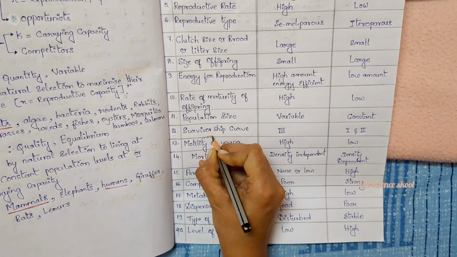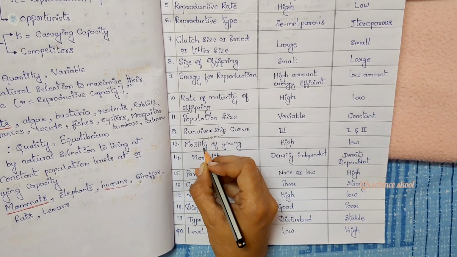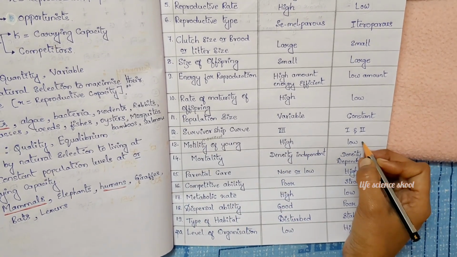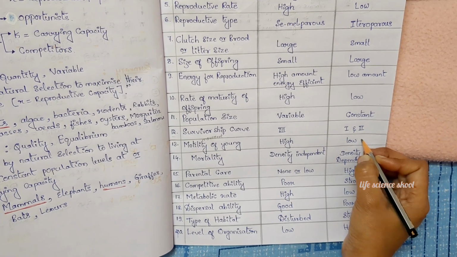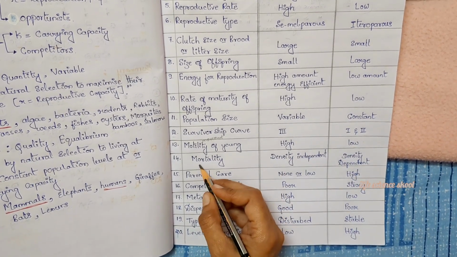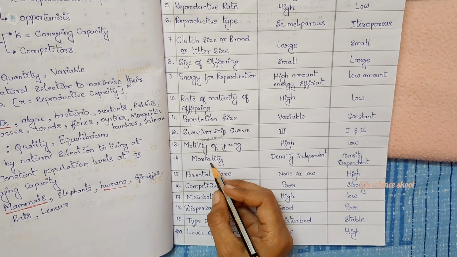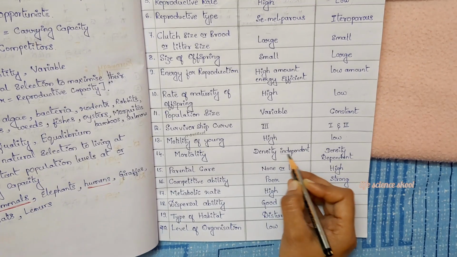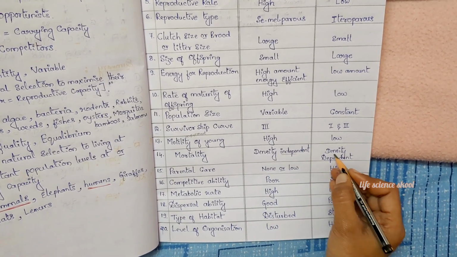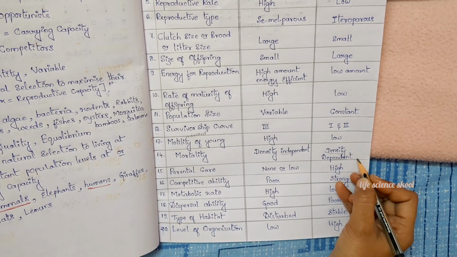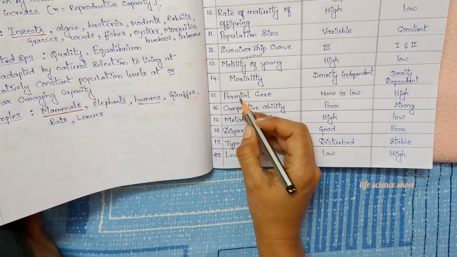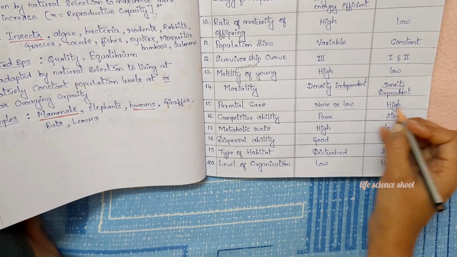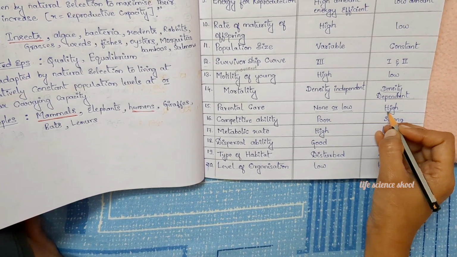Motility of the young. Motility means movement, motile. Motility of the young is high in r-selected species and low in K-selected species. Then mortality, which means death. In r-selected species mortality is density independent, and in K-selected species mortality is density dependent. Next, parental care: none or low in r-selected species, and high in K-selected species.